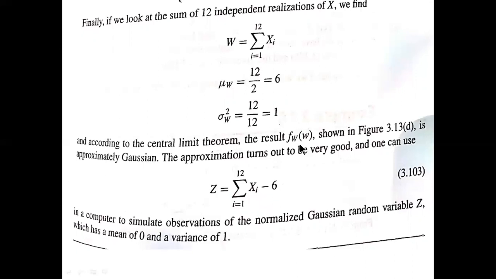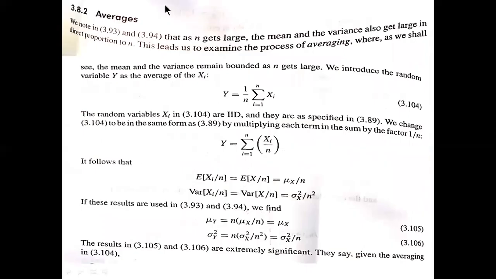According to the central limit theorem, the result f(w) shown in figure 3.13d is approximately Gaussian. The approximation turns out to be very good, and one can use Z equal to the sum of xi minus 6, i equal to 1 to 12. So this is the sum of xi minus mu w, corresponding to whatever value you got, in the computer to simulate observations of the normalized Gaussian random variable Z, which has a mean of 0 and a variance of 1. Now let us consider averages.